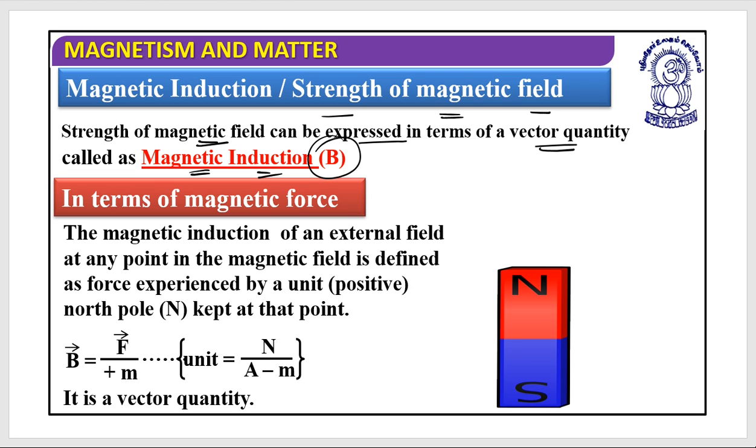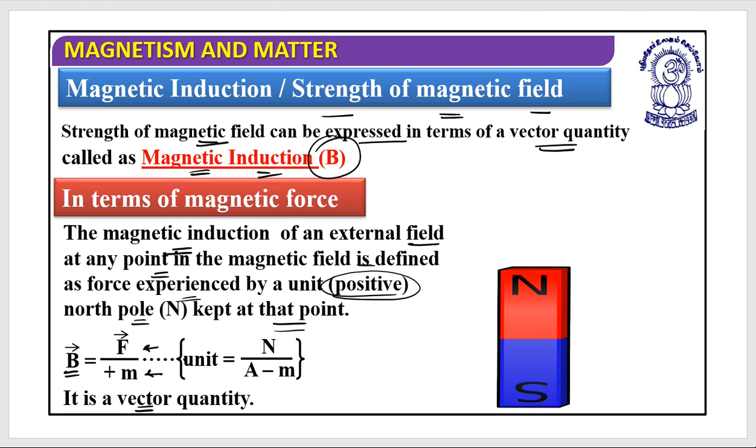If I want to denote it in terms of the magnetic force, then we can say that the magnetic induction of an external field at any point in the magnetic field is defined as the force experienced by a unit positive, please focus on this word, unit positive north pole kept at that point. So the magnetic field B is equal to F divided by M, and this is a vector quantity. I hope this is clear.